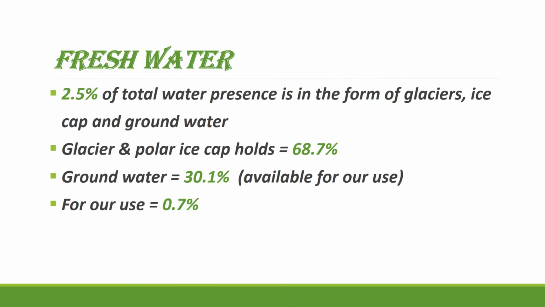Fresh water, 2.5% of the total water, is present in the form of glaciers, ice caps and groundwater. Now we are going to see how much percentage is in the form of glaciers. Glaciers and polar ice caps hold 68.7%. Groundwater is 30.1% and available for our use is 0.7%. It means we use very limited, very little water.